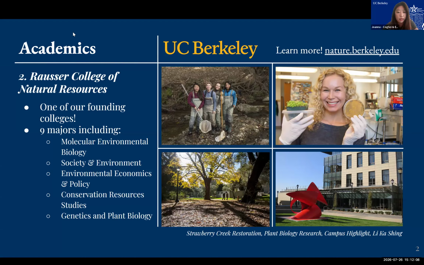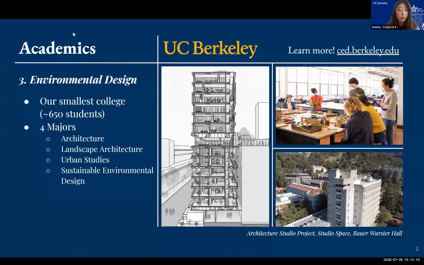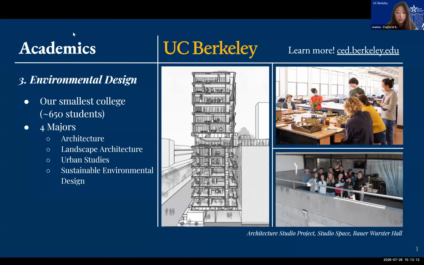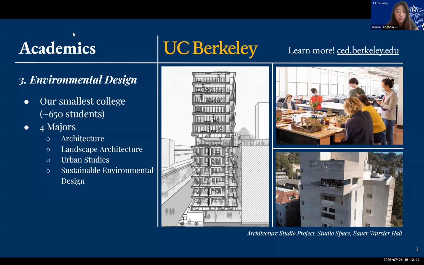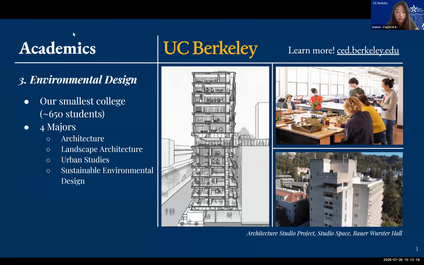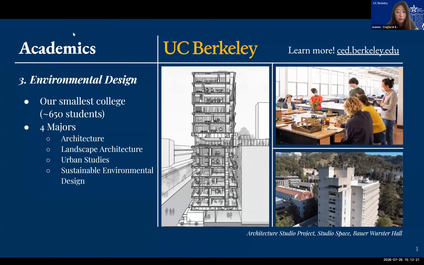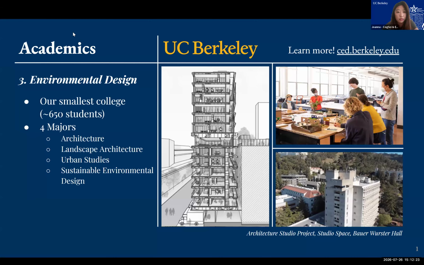All right, thank you, Sebastian. So now we'll be starting talking about the College of Environmental Design. So the college now has roughly 650 undergraduate students studying in 4 majors. They're architecture, landscape architecture, urban studies, and sustainable environmental design.